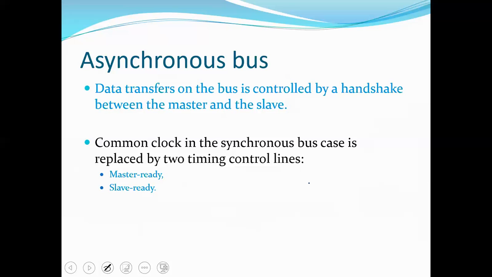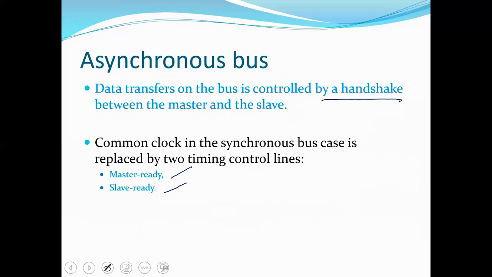Now we'll see what is asynchronous bus. In asynchronous bus, there is no common clock cycle, and the data transfer is controlled by two signals, a master ready signal and a slave ready signal, by the form of handshake.